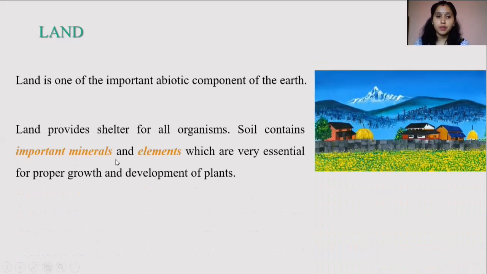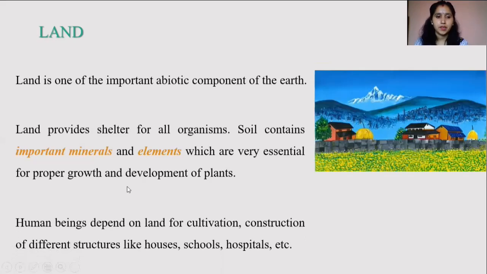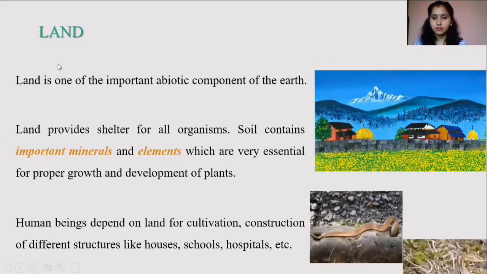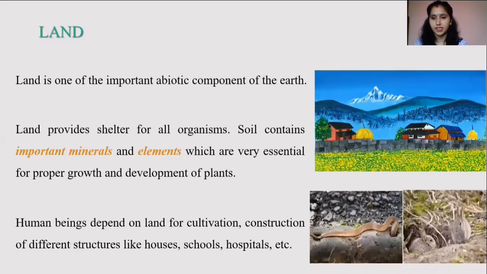Soil contains important minerals and elements which are very essential for proper growth and development of plants. Similarly, human beings depend on land for cultivation, construction of different structures like houses, schools, hospitals, bridges. Yes, these are importance of land and this is one of the abiotic components of environment. You can see how animals are getting shelter on land.